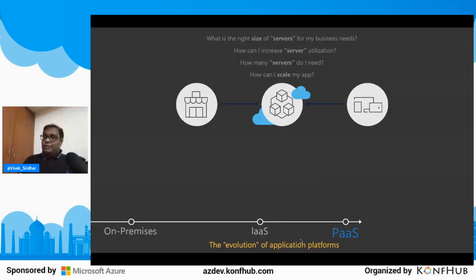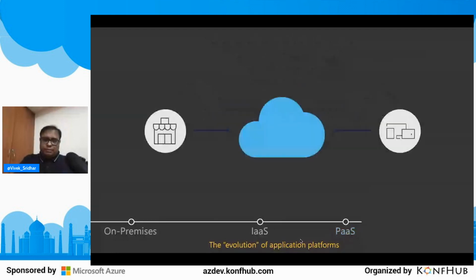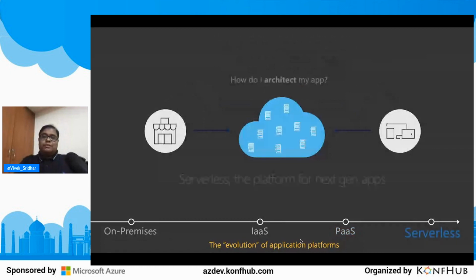But still there were questions, right? Like how do I scale my applications? How do I make sure it is always available, and utilization of these servers? And then came a real evolution, which is serverless. I'm only focusing on the code, and I'm not really focused on plumbing it, right? So how do I architect my app?